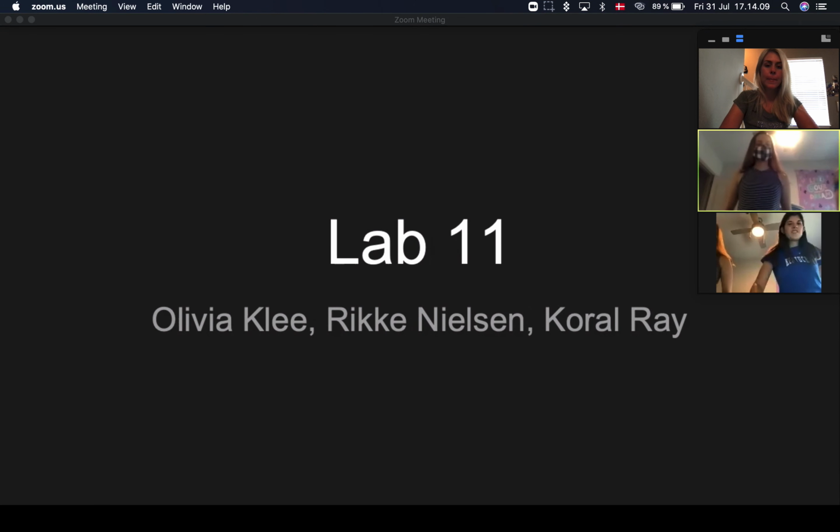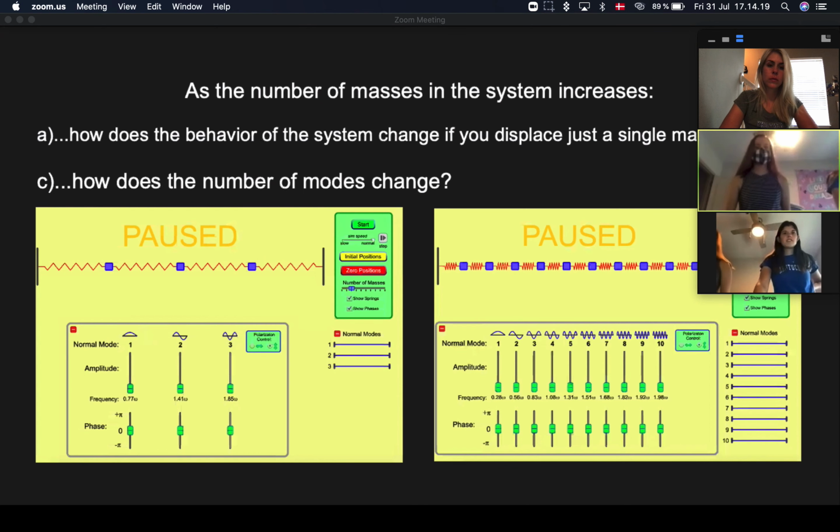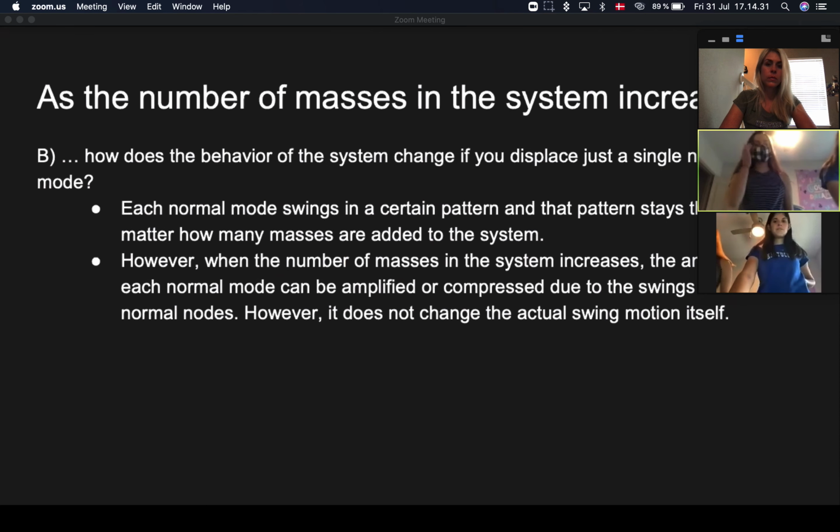Graph 11. As the number of masses in a system increases, A, how does the behavior of the system change if you displace just a single mass? That picture on the left shows that. And then C, how does the number of modes change? The picture on the right shows the answer to that question.